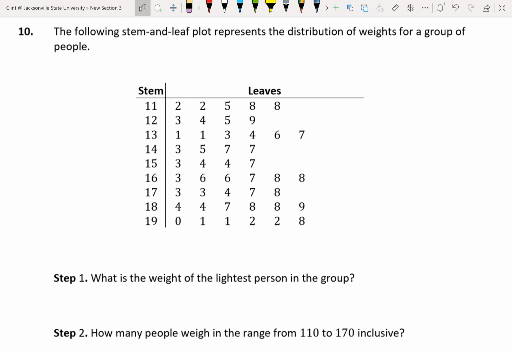Okay. Got the distribution of weights for a group of people. Step 1 says, what is the weight of the lightest person? Okay, well, the smallest stem is 11. And then the smallest leaf there is 2. We're dealing with weights, so the lightest person is going to be 112.